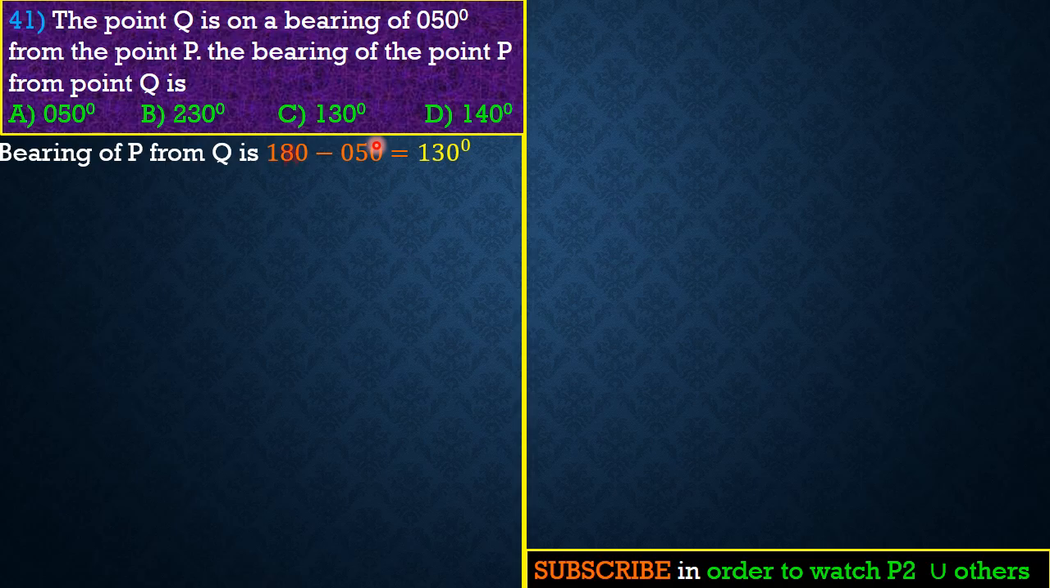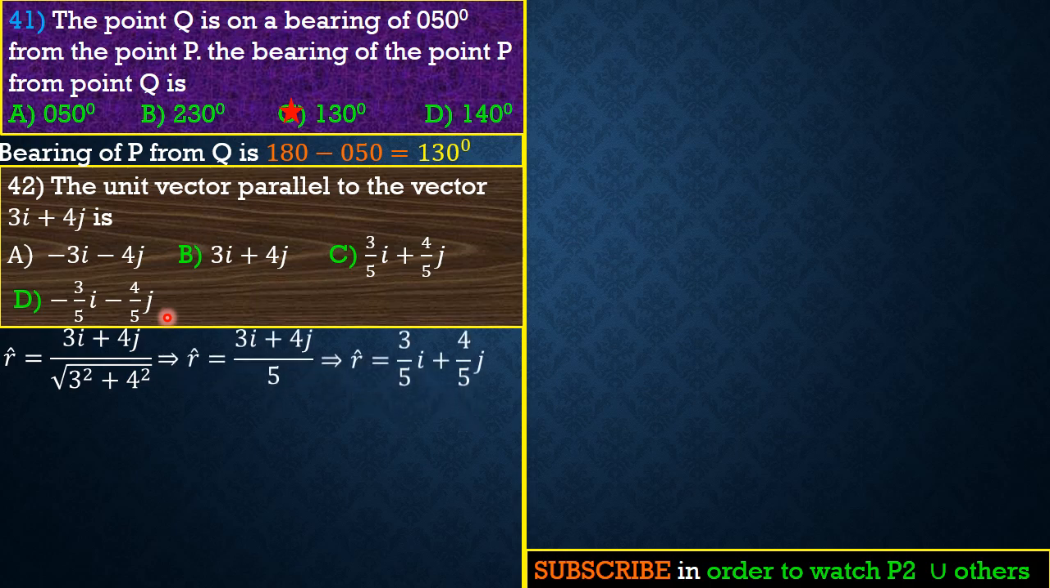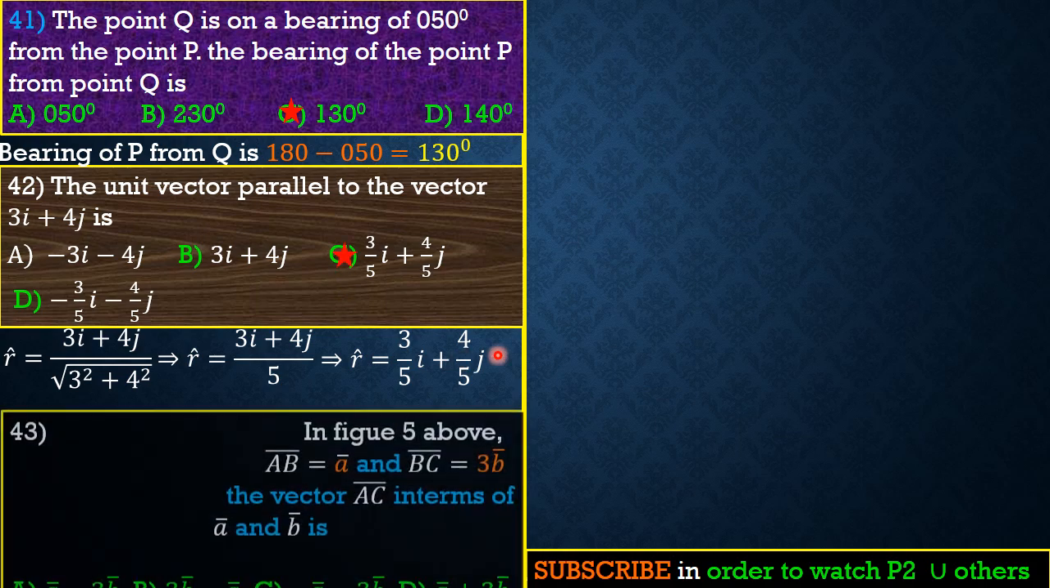Question 42, guys, reads that the unit vector parallel to the vector 3i plus 4j is, these are the various options. So friends, to get a unit vector parallel to that direction, it means that we are going to have our arrow cap, which is the unit vector, basically the vector itself divided by its magnitude. If we do that, we are going to have an answer of 3i plus 4j over 5. Separating it, we have 3 over 5 i plus 4 over 5 j. So guys, option C is the best option.